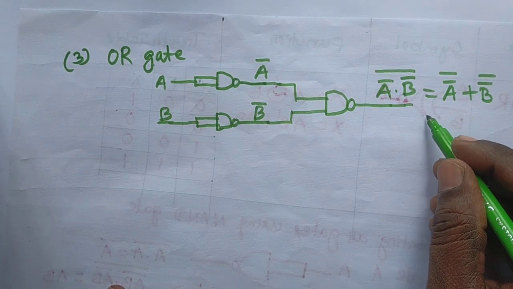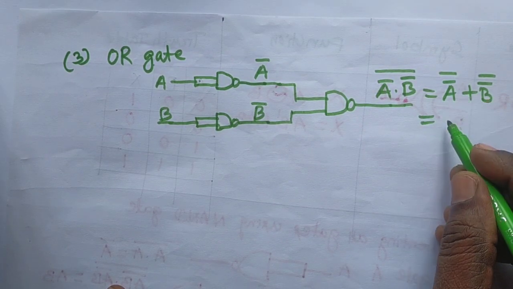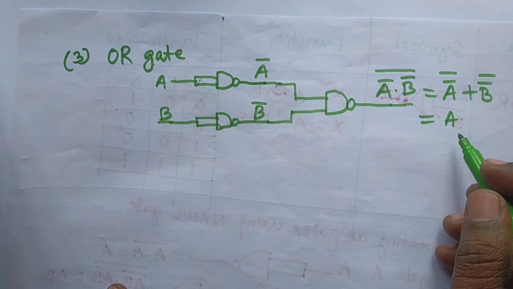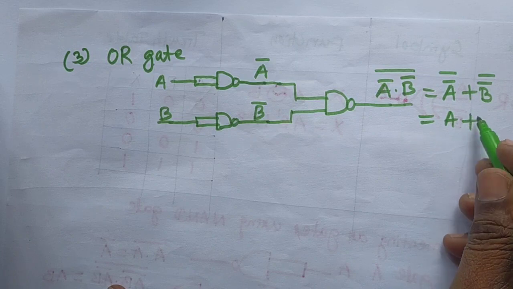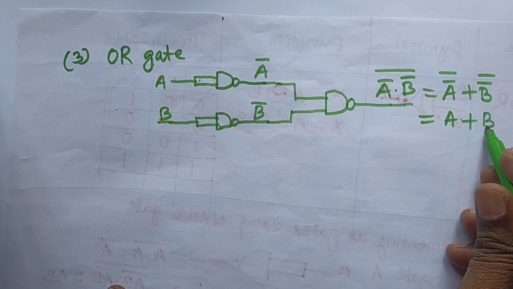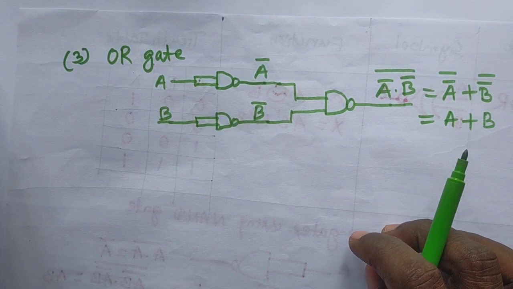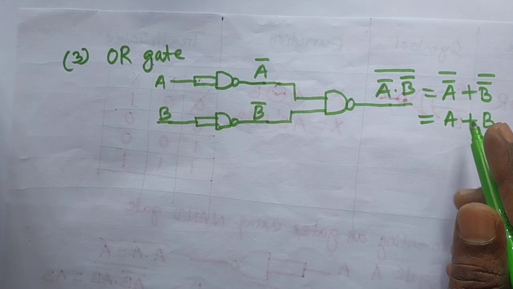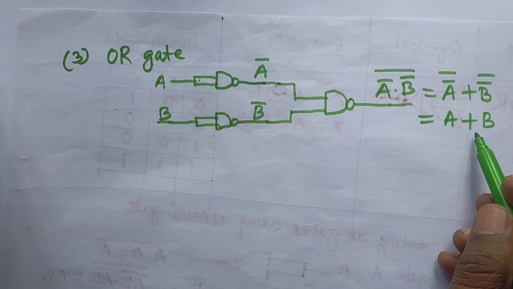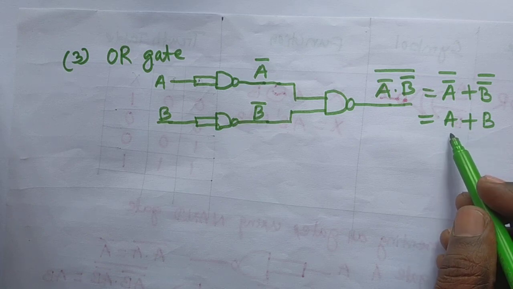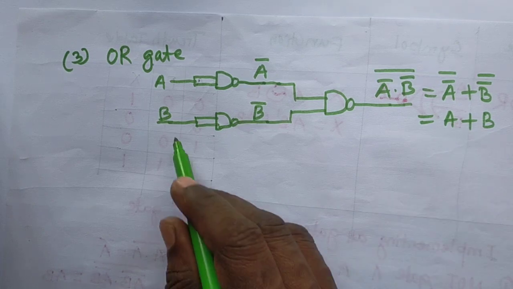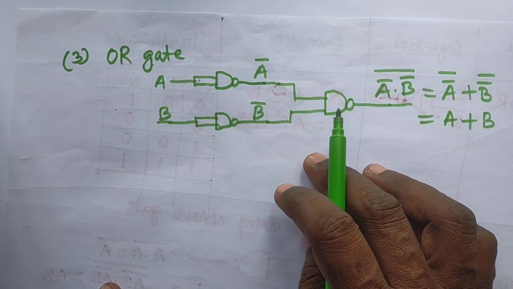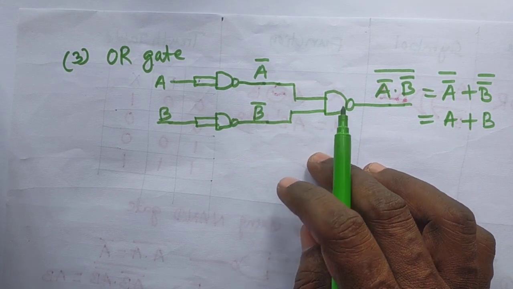So in this case what happens? A complement complement means A. Okay, A complement complement means A. Here similarly B complement complement means B. Okay, so now you see how it is designed, that is A plus B, that is OR gate. A plus B means OR gate. A plus B or OR gate defined on A and B inputs in this way. Okay, how it is designed? Based on NAND gate, we design OR gate in this way.